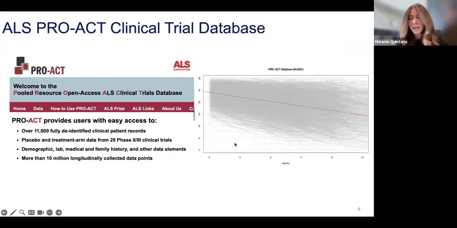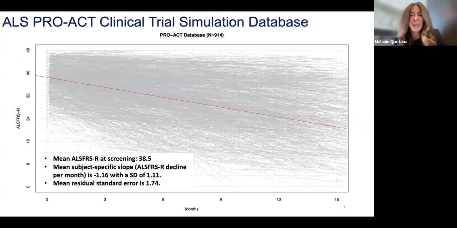This is a plot of some of those participants and their trajectories over the course of clinical trials on the ALS-FRSR, which tends to be the primary endpoint within a phase 2-3 clinical trial. You can see a large number of participants, over 2,500 here, and a wide range of follow-up and a wide range of trajectories.